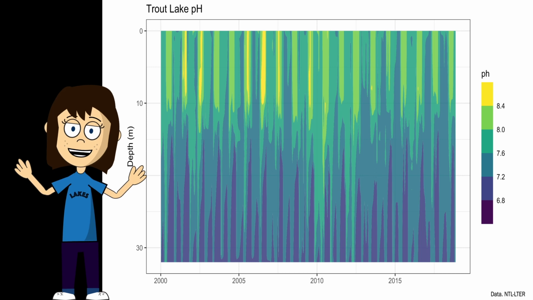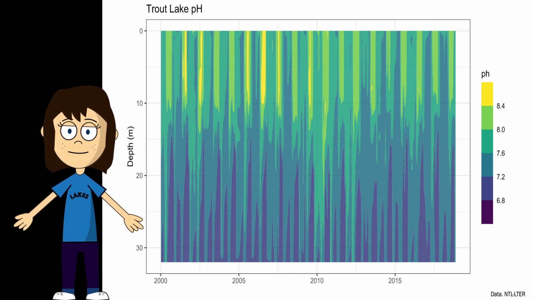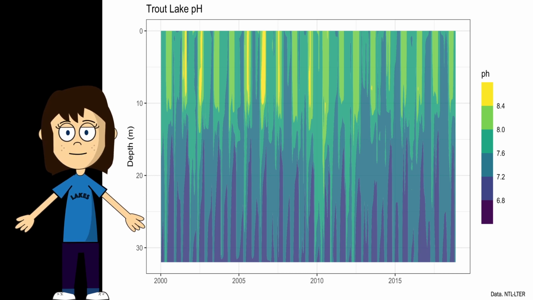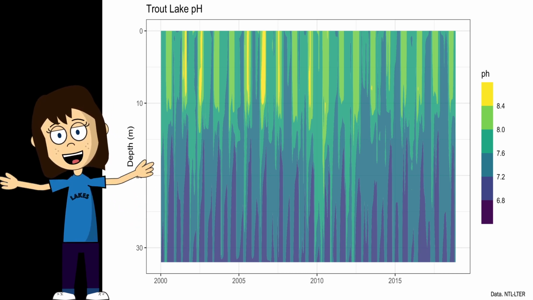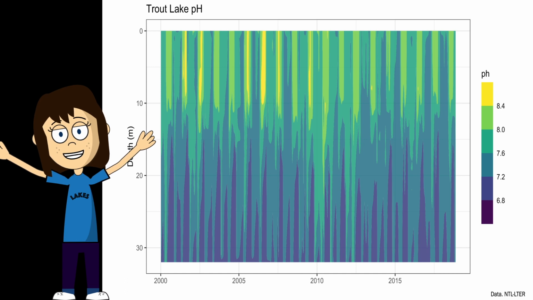Well, we see the differentiation of pH in the epilimnion and the hypolimnion because of stratification. But the actual changes in pH are happening because of biology. And we're going to learn all about it in our next video on oxygen and carbon dioxide.